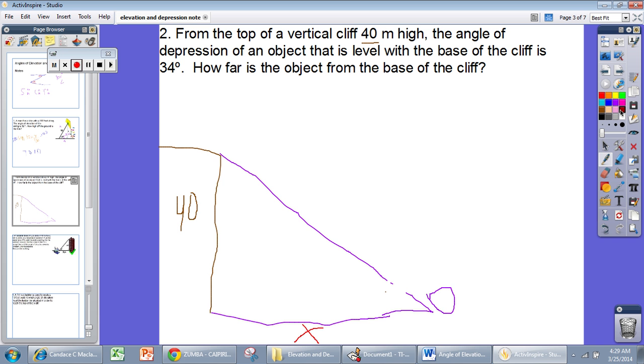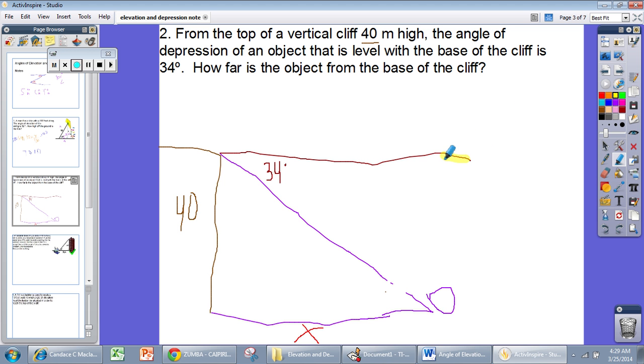Alright, so what you're going to do, the pretty princess is looking straight out, and the 34 degrees is going to be right here. Now, remember your z? That's going to come into play.